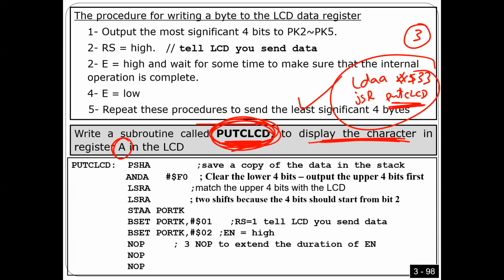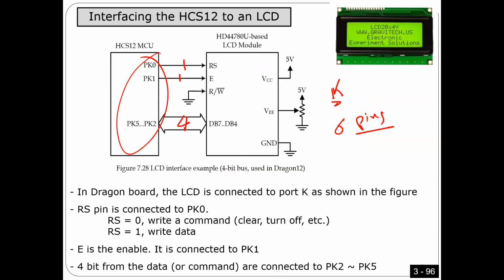Now I'm going to give you the details. Okay. So once you give me a character in register A, what should this function do to display it? Actually, what this function should do is similar to what I explained here, guys.